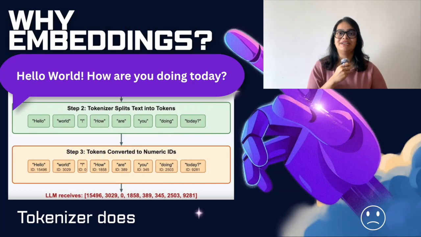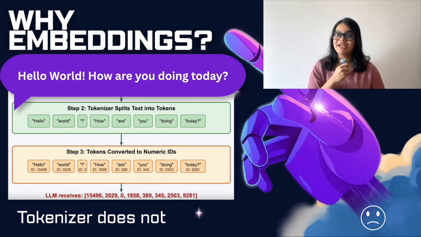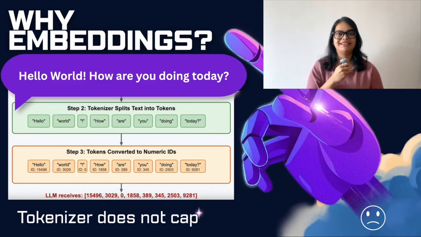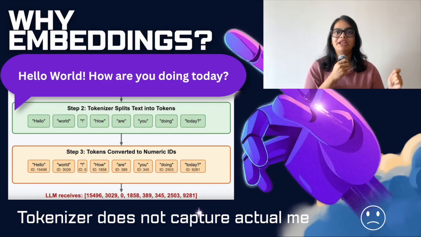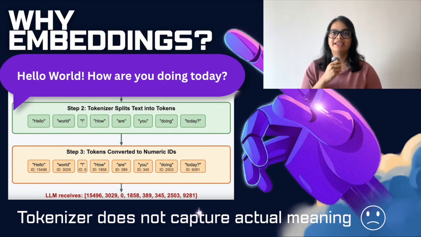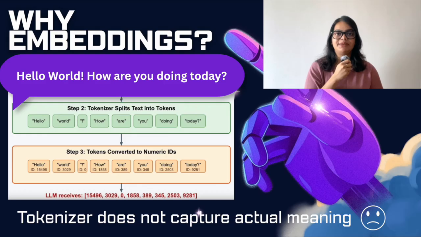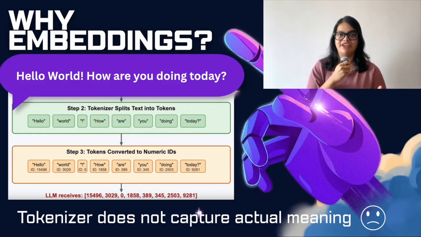By now, you have seen tokenization, where our text becomes tokens and tokens get converted into numbers. Say you type, "Hello world, how are you doing today?" The tokenizer breaks this sentence into smaller pieces. You get tokens like hello, world, how, and so on. Now, each of these tokens is assigned a number or an ID. For instance, hello might become 15496 and world might become 3029. So, what the model actually receives is a sequence of numbers like 15496, 3029, etc.